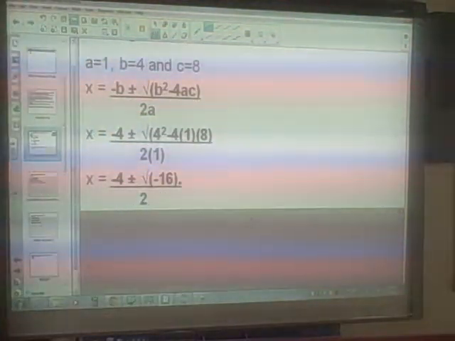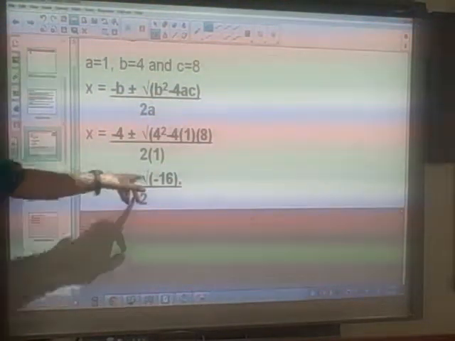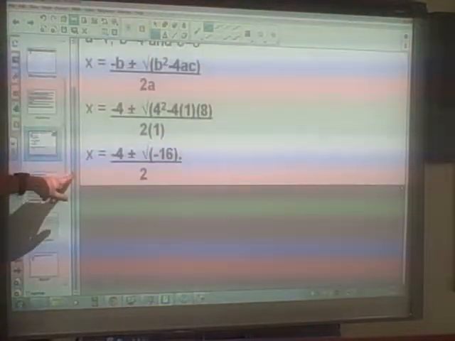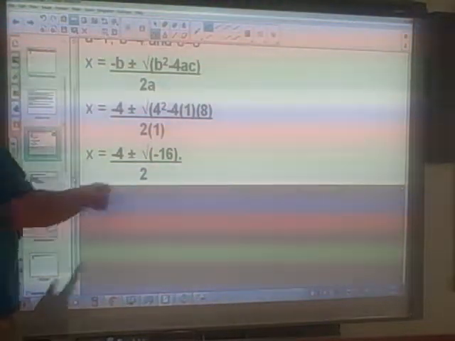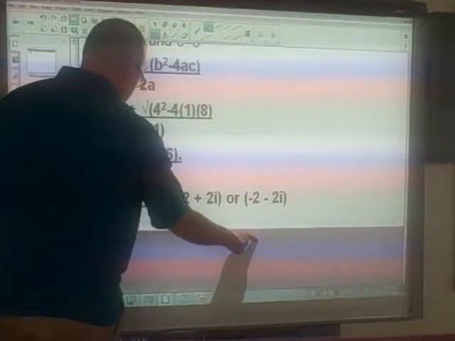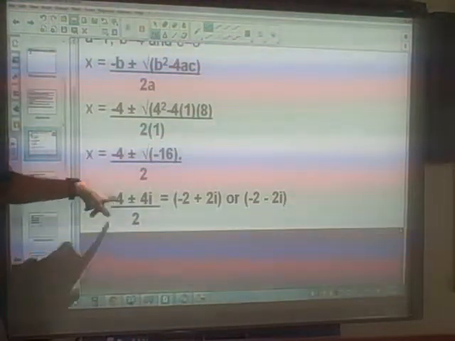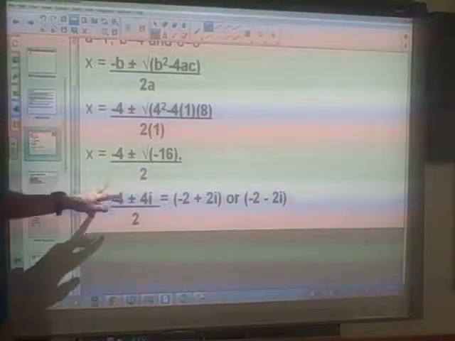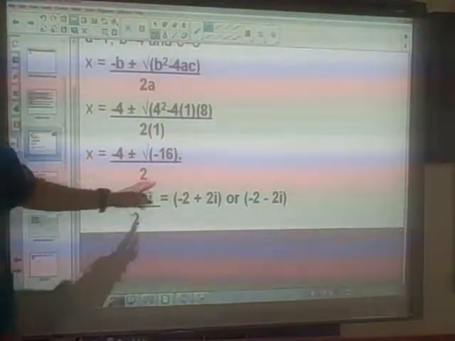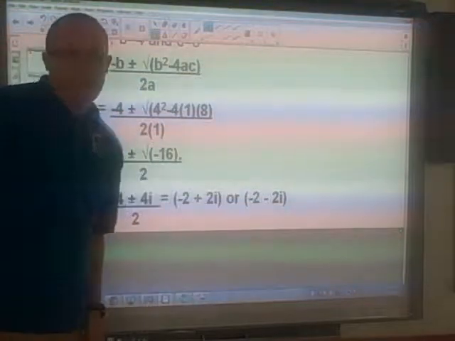And before this chapter, we've always just said at this point no solution, because you can't do the square root of a negative number. But now we know that we can indeed do that. So this is going to be 4i, and plus or minus 4i. Also notice all these terms have a factor of 2, so we can divide the 2 out as well. So negative 2 plus 2i, or negative 2 minus 2i.